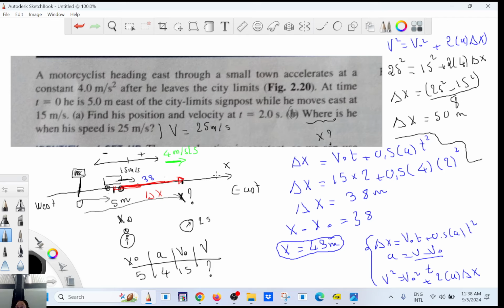The displacement is 50, but you were already at 5, right? So that means final minus initial equals 50. So x equals final position is 55. Okay, what does it mean? It means that the displacement, from here to there, is going to be 50, but you want the position on the number line.